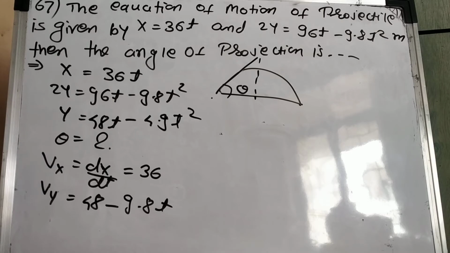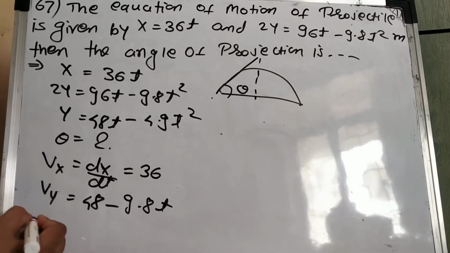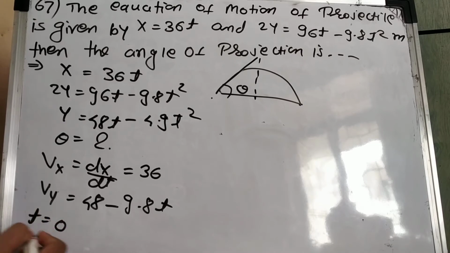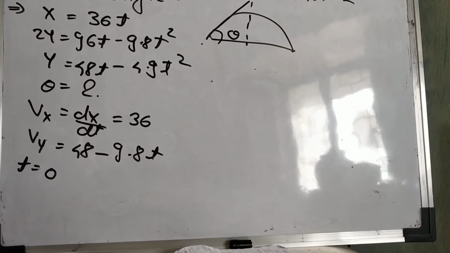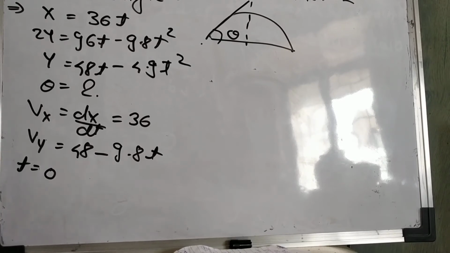This is the equation of motion, and we have to calculate the angle. Okay, and when we start the projectile, at that time t is equal to 0. Initially the time t is equal to 0.